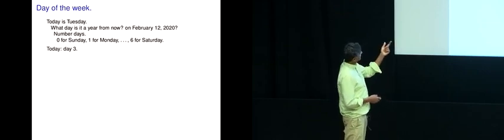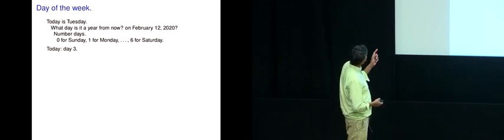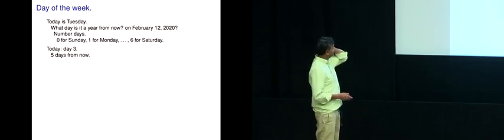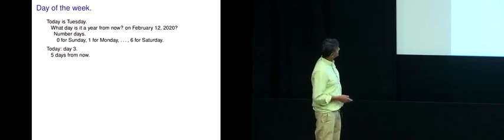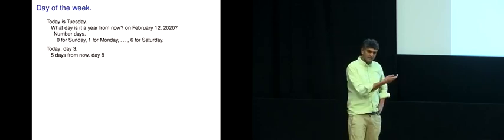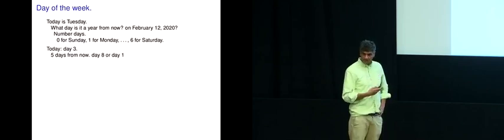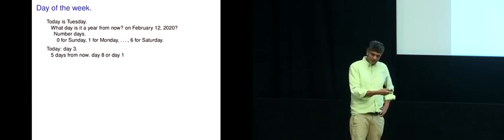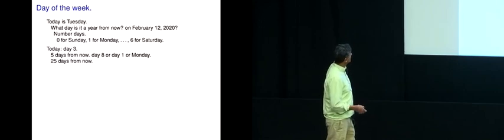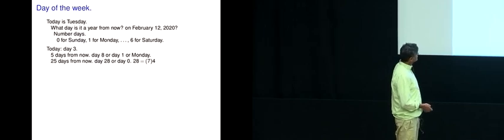So today is day 3. Oh yeah, I did it wrong. Today is day 2, right? Okay, let's assume it's day 3. I can't count. 5 days from now is day 8. Okay, what do you do now? What day is that in this system equivalent to? Day 1, right? You subtract 7. We're doing week math instead of clock math, or Monday. Okay, 25 days from now is day 28 or day 0, right?